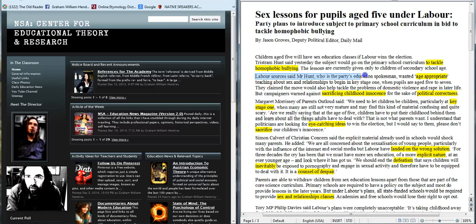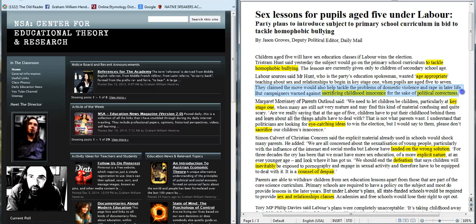Labour sources said Mr. Hunt, who is the party's education spokesman, Hunt is in charge of education, okay, wanted age-appropriate, whatever that means, that's sort of a non-term, teaching about sex and relationships to begin in Key Stage 1, yay, when pupils are aged 5 to 7. They claimed the move would also help tackle the problems of domestic violence and rape. Sex education is going to help us with domestic violence, okay, and rape later in life.